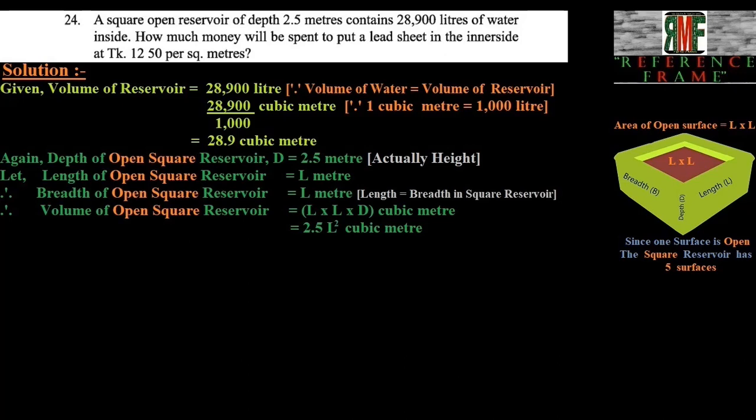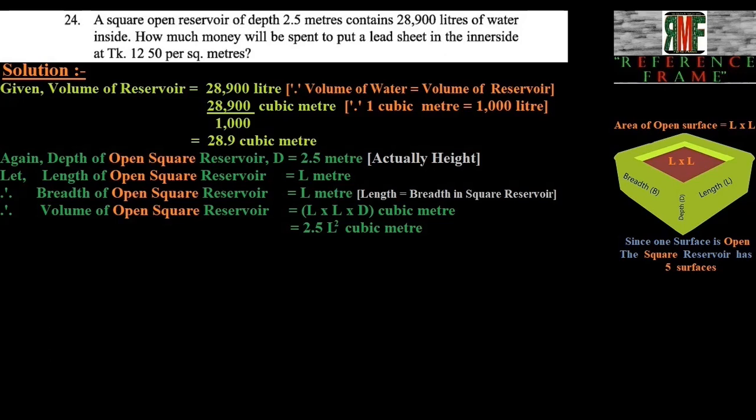We're given that the depth of the open square reservoir, D, is equal to 2.5 meter. This is actually the height. Let the length of the open reservoir be L, therefore the breadth would be L as well, because it's a square reservoir. Therefore the volume of the open reservoir is L into L into D, because length into breadth into height is the volume of a rectangular object. So we get 2.5 L square cubic meter. That means we have 2 volumes: one is 28.9 cubic meter and another is 2.5 L square cubic meter. Both mention the volume of the reservoir.